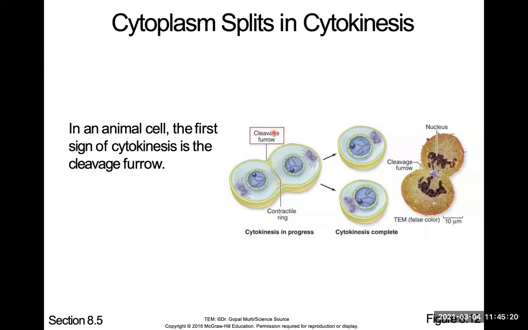This is the slide that's showing you the animal cells. So first sign of cytokinesis is this cleavage furrow, so that dip that happens. And once it's divided, the cytokinesis is complete. Now you have 2 cells. So you have 2 cells that have the DNA information, or the genetic information.